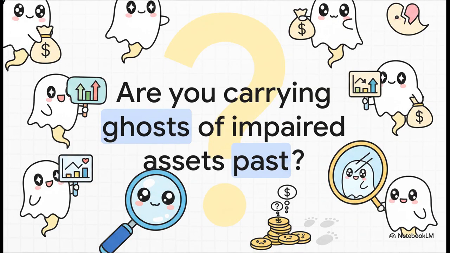So as we wrap up this explainer, I want you to think about the financial data you rely on every single day. Impairment isn't just some boring accounting technicality. It's a mirror reflecting genuine economic reality. Take a look at your own financial statements, or maybe those of the companies you invest in. Are they diligently investigating their assets? Or are there hidden ghosts of impaired assets past just waiting to be discovered? Keep that detective magnifying glass close.